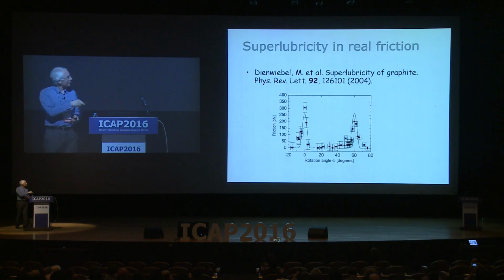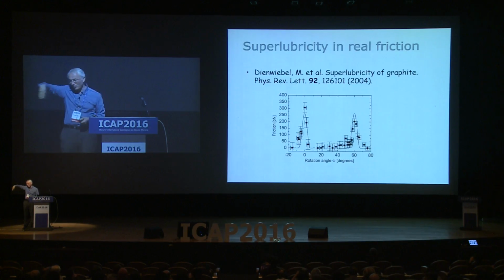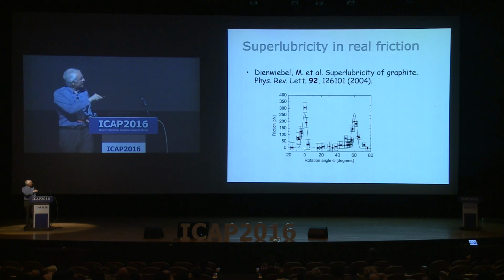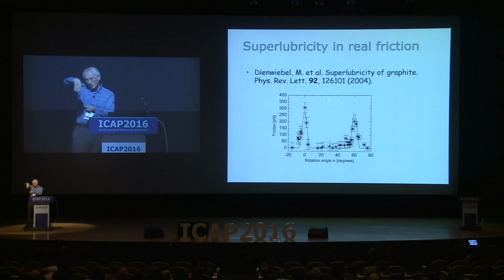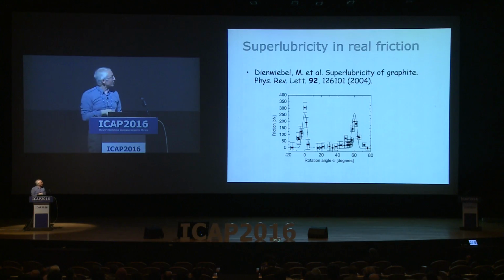Superlubricity has also been observed in real friction systems. This is an atomic force measurement. They basically used a graphite flake and moved it across the graphite surface, and they saw that the friction force depended on the orientation of the graphite flake relative to the graphite surface. And this was interpreted as superlubricity, that for certain angles, the distance between the particles does not match the period of the lattice of the surface, and therefore the friction changes.